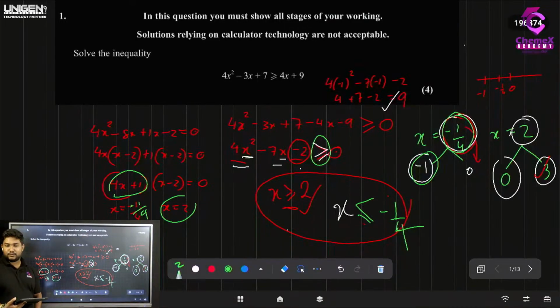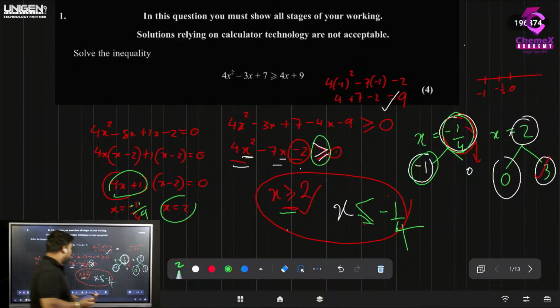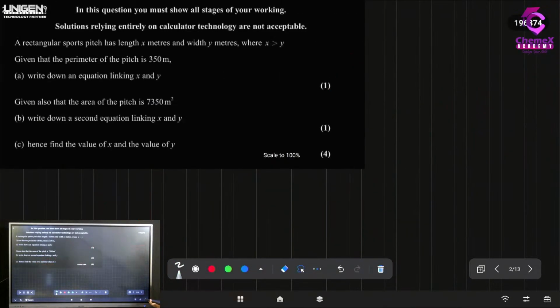Is there anyone who doesn't understand the solution? How to get the signs, whether it's smaller or larger? How about Tinali? Damsa? Aman? No doubts? So shall I move on to the next then? This is an easy question, 4 marks. Alright, next question.